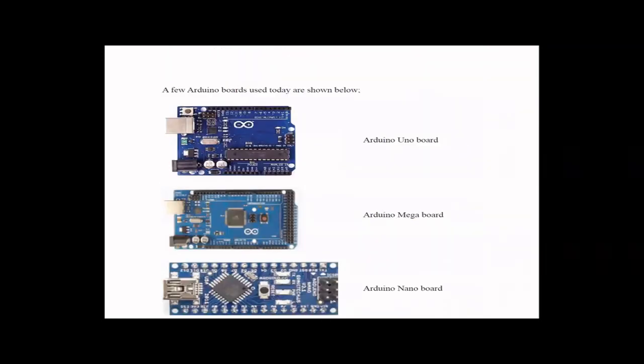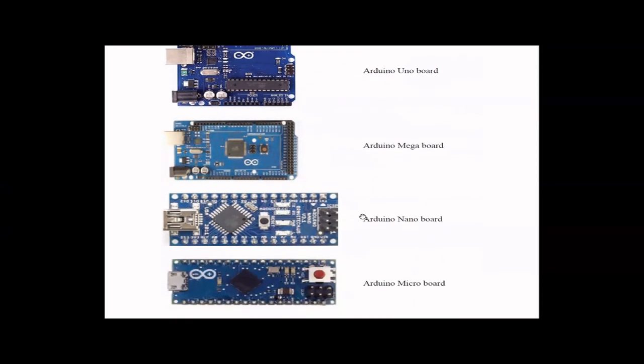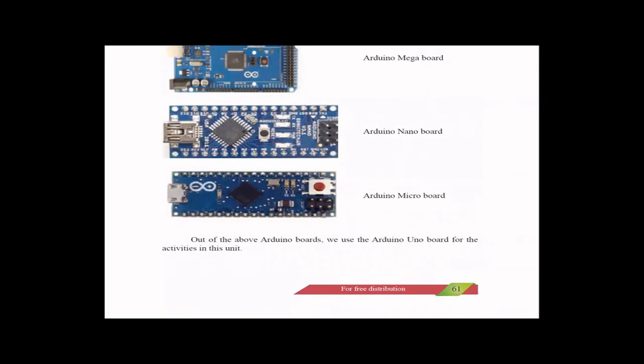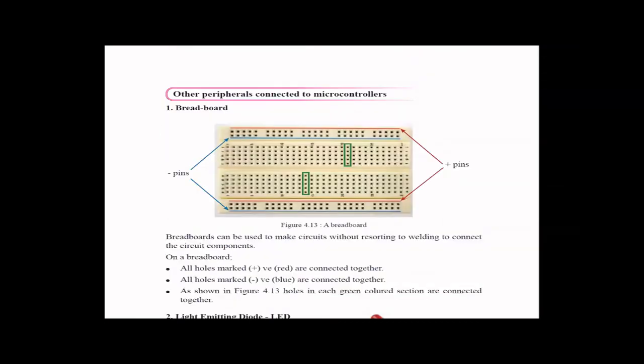When it comes to Arduino, there are different kinds of boards. Arduino UNO is the most popular because it's cheap and easy to buy. This is the main thing. Other than that, we have the Arduino Mega board, Nano board, Micro board, different kinds of boards. But basically the Arduino Uno board is the most popular one, right?